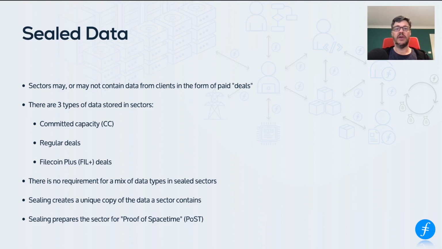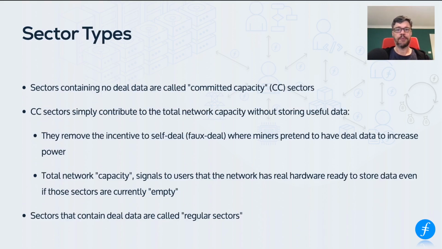Sealing creates a unique copy of the data in a sector. So this is part of the proof system. When you seal, you create this unique copy that is then provable. And then the sealing process prepares it for that ongoing proof of space-time process where the chain will query the miner.